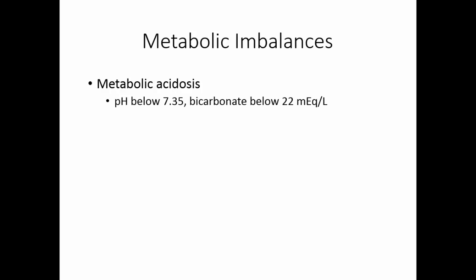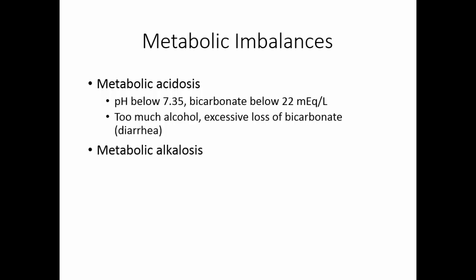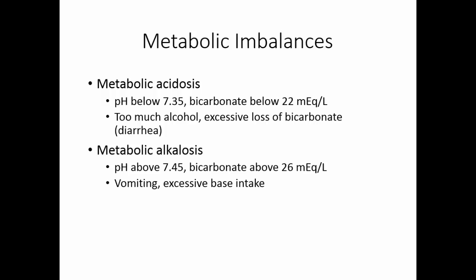There can also be metabolic imbalances that alter blood pH. In metabolic acidosis, we have a pH below 7.35 and a bicarbonate that's below 22 milliequivalents per liter. This can be caused by ingesting too much alcohol or by excessive loss of bicarbonate, as is seen with excessive diarrhea. In metabolic alkalosis, we have a pH above 7.45 and a bicarbonate level that's above 26 milliequivalents per liter. With excessive vomiting, you're losing stomach acid. That leads to alkalosis. Also, people who abuse antacids, that is, have excessive base intake, can develop metabolic alkalosis.